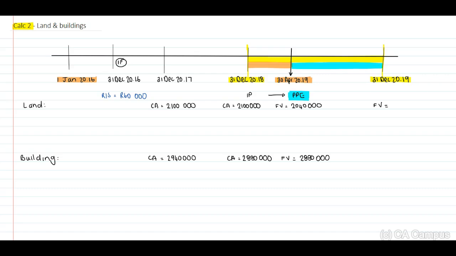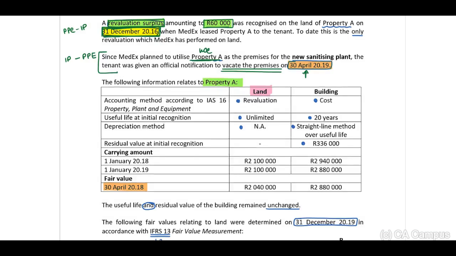Now, I have transferred the details from the table provided to us. Therefore, when you look at my timeline and the details and compare this to the table, we have a carrying amount on 1 January 2018 of 2.1 million for our land and 2940 for our building. On 1 January 2019, 2.1 million land and 288,000. Now remember, we don't have to include our comparative figures, therefore please don't waste your time. And then we have our fair values of our land and our building. Therefore, the fair value of 2040, guys, look at this.